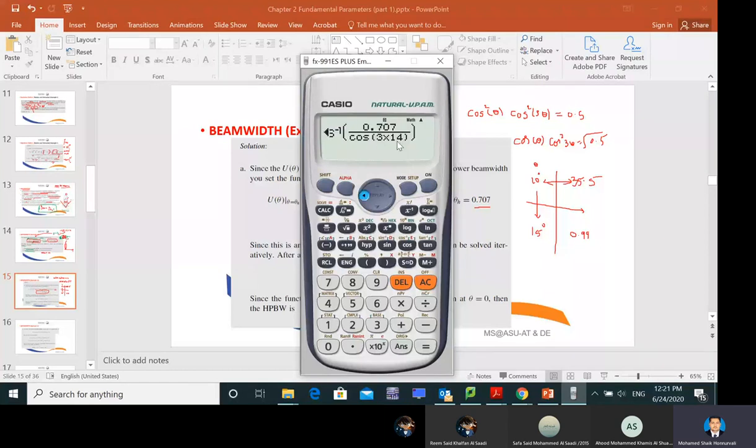For example, 14.1. See how much? Okay, you get 17. Increase it more. 14.2, 16. See, it's decreasing. So you have to increase this one more. 14.3. No. 14.4. Okay, now you can see the angle here, 14.4 and 14.1. They are almost the same.